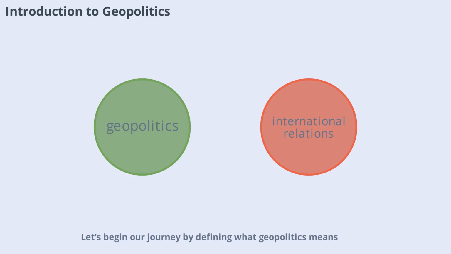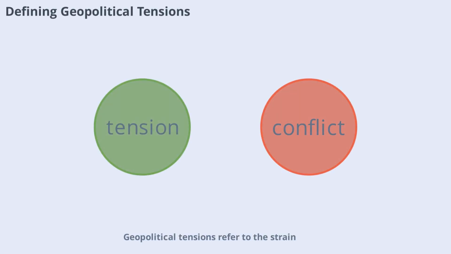Let's begin our journey by defining what geopolitics means in the modern era and why it matters to everyone, not just policymakers. Geopolitical tensions refer to the strain and competition between countries or regions, often driven by conflicting interests, resources, or ideologies. These tensions can manifest as trade disputes, military standoffs, or diplomatic disagreements. Understanding the root causes of these tensions helps us anticipate potential flashpoints and respond effectively. In this scene, we'll look at how historical rivalries, economic competition, and cultural differences contribute to ongoing global friction. By recognizing these patterns, we can better predict and navigate the challenges ahead.